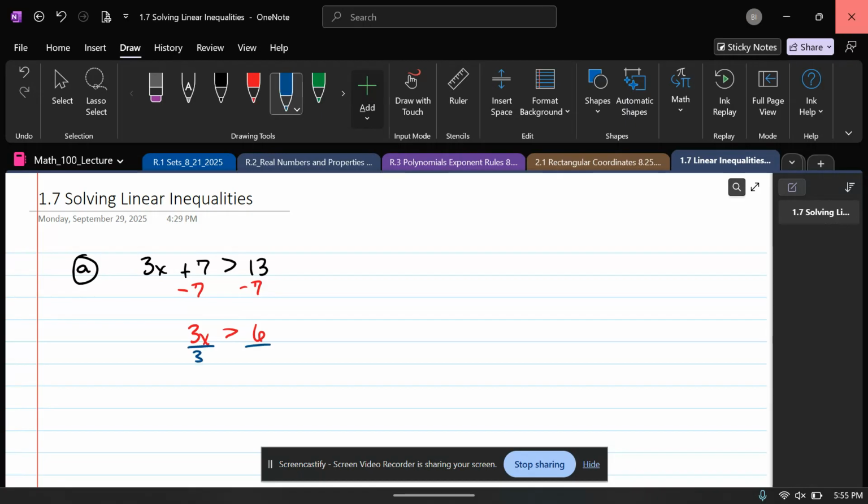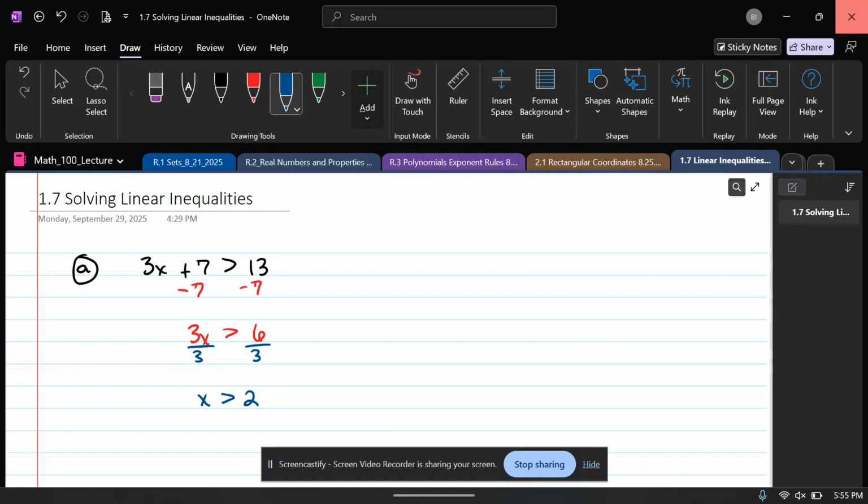Now, the only thing I've got to remember when I do division or multiplication with inequalities is that if I divide or multiply by a negative to solve it, I got to flip that symbol around. That's one of the rules. The reason is because it changes the sign of the answer, and that's going to change what direction that goes as far as the graph goes. So we have x is greater than 2. We didn't divide by a negative, so I didn't flip it over.